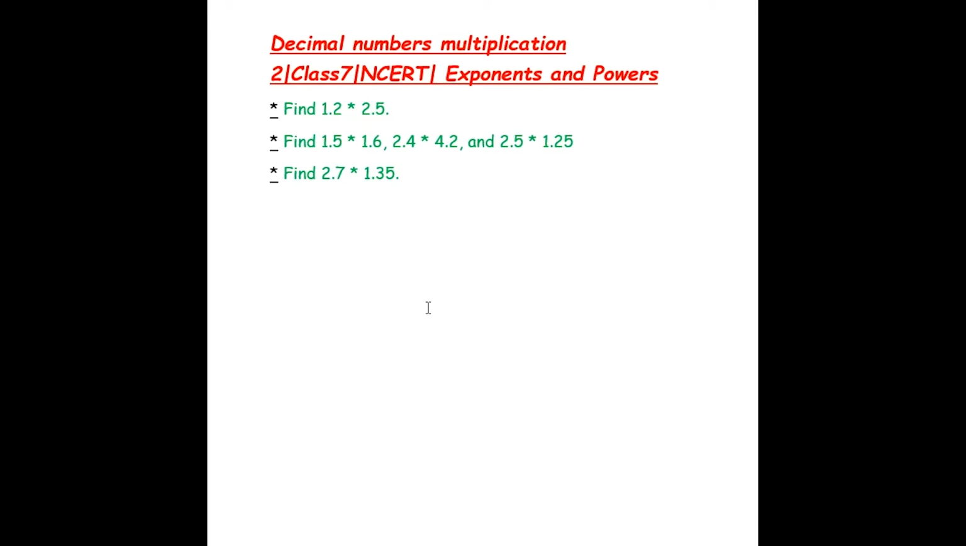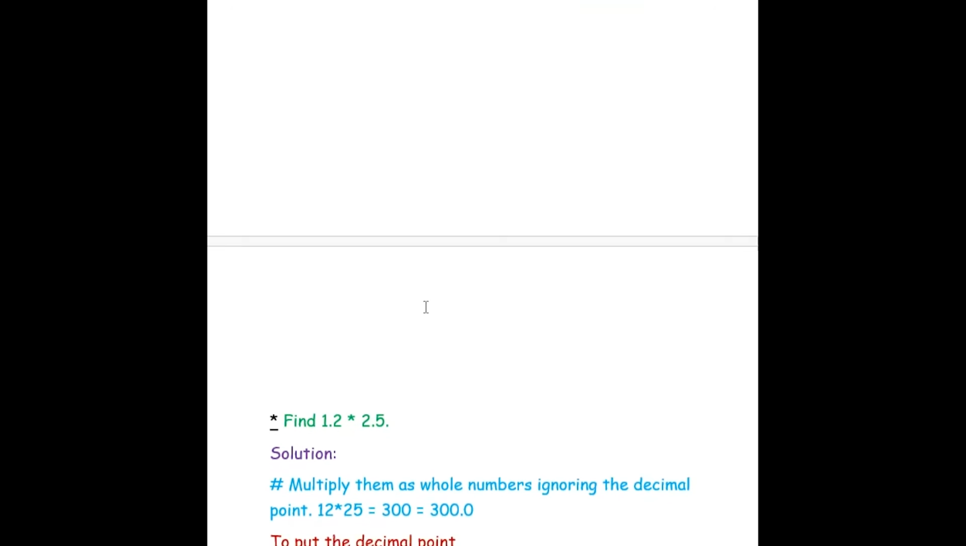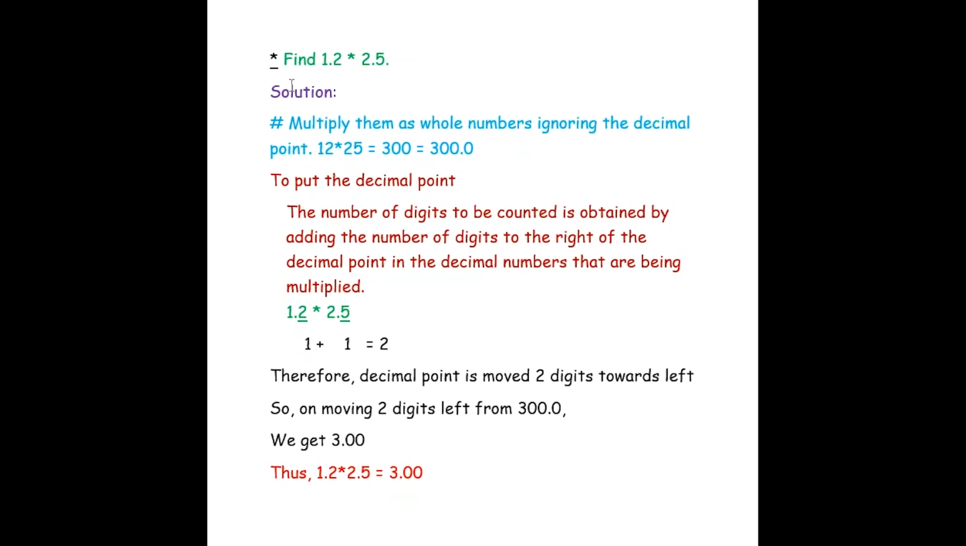In this video we are going to see a few examples on how to multiply two decimal numbers. The question is: find 1.2 into 2.5. Solution. We have to multiply two decimal numbers. Now multiply them as whole numbers ignoring the decimal point. If you ignore the decimal point, the first number will become 12, and the second number will become 25. So 12 into 25 is 300. We can write it as 300.0.